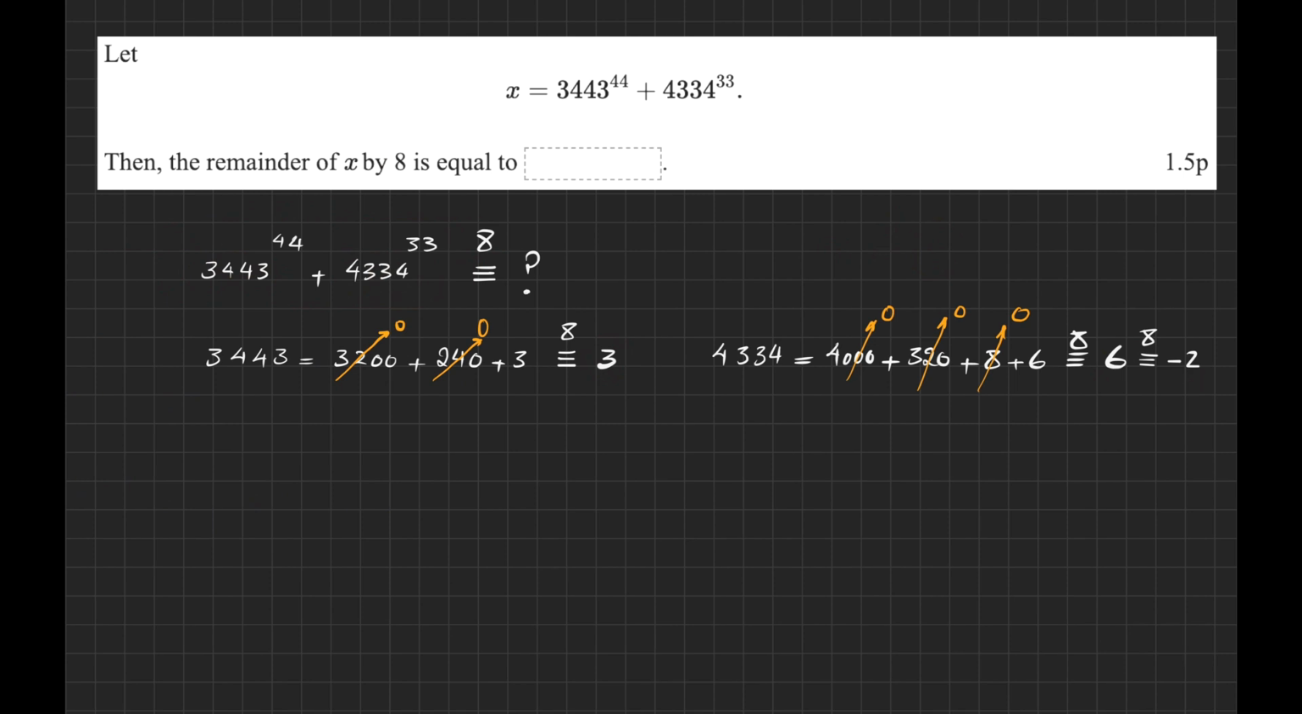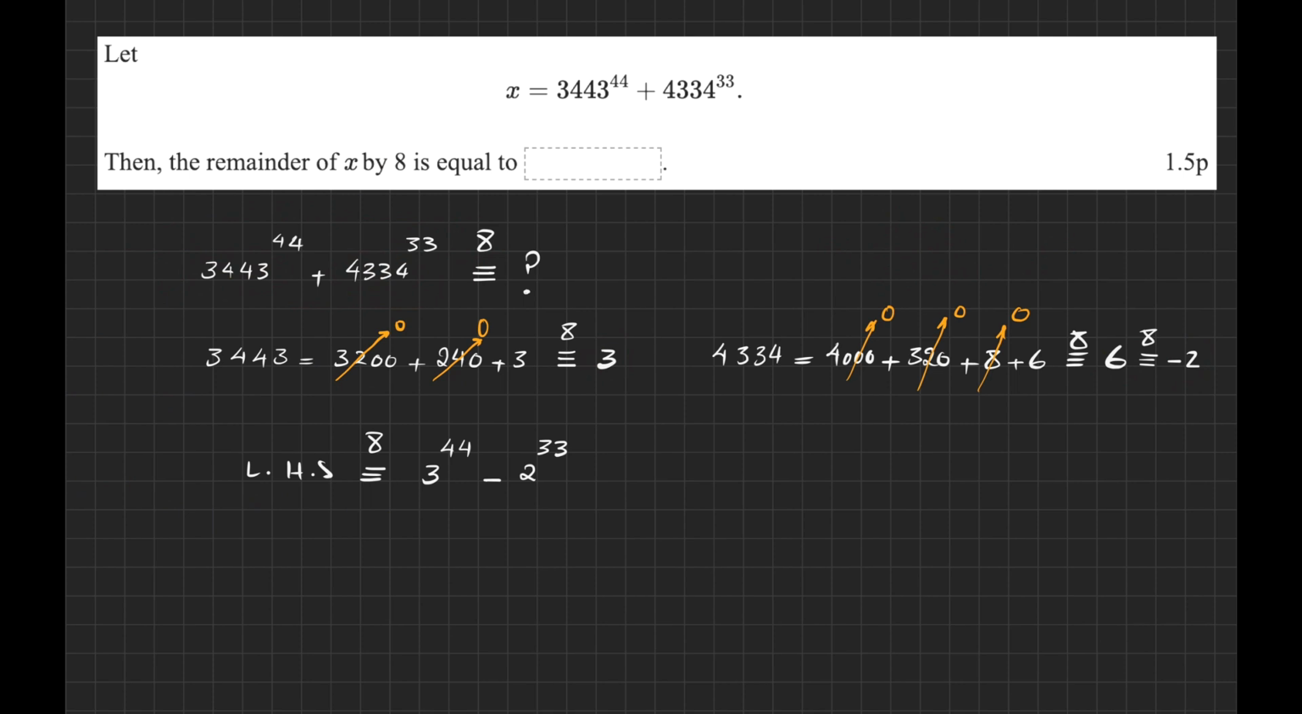So now my question mark that I was looking for, I would say the left hand side becomes congruent to modulo 8. Instead of this I put 3, and instead of this I put -2. And because this power is odd, -2 to the power of 33 is the same as -2 to the power of 33. Okay, so what I do, I would write 3 to the power of 44 and then -2 to the power of 33.